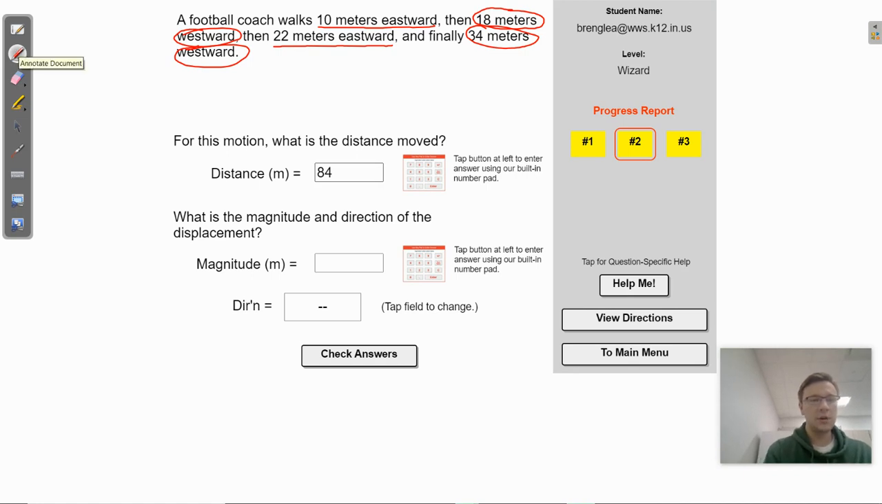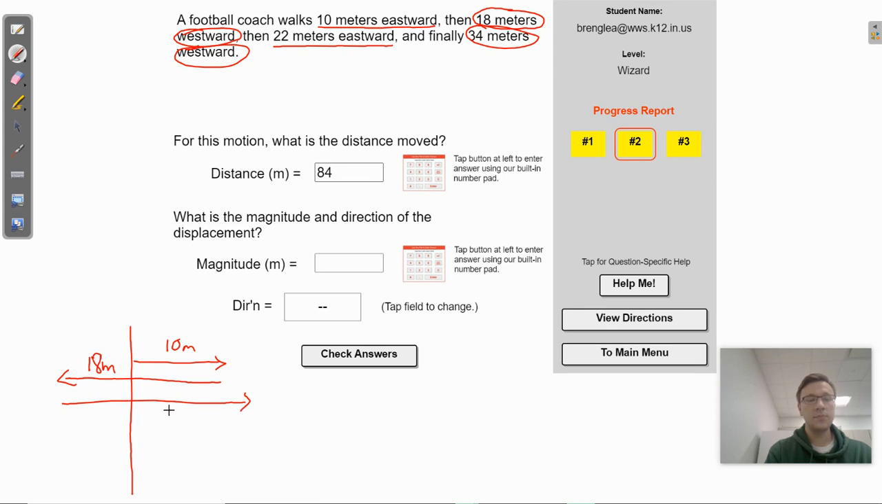Once again, we could draw a little diagram here. Let's say that we start here on this line, and it says that the person goes 10 meters to the east and then 18 meters west. So they are going to end up a bit this way. Then it says 22 meters east, so back this way. And then 34 meters west, back this way. So we can see here, this would be eastward movement, this would be west. We can see here that we're going to end up with a net direction of west.